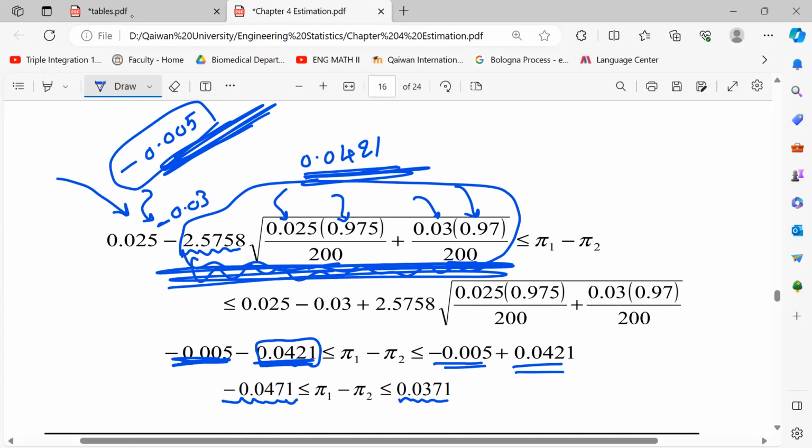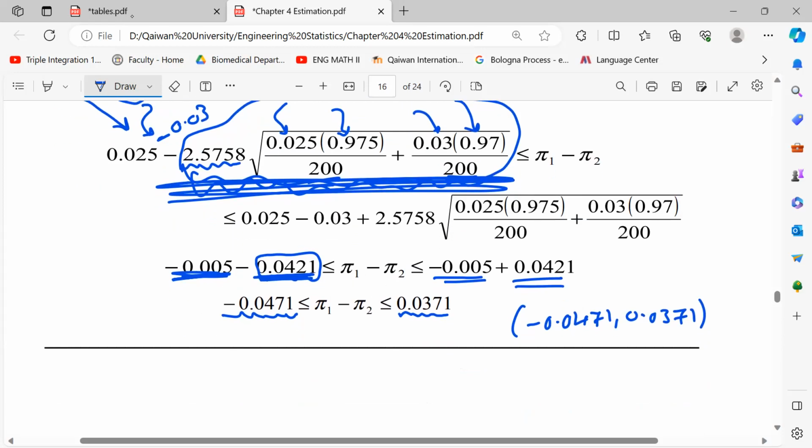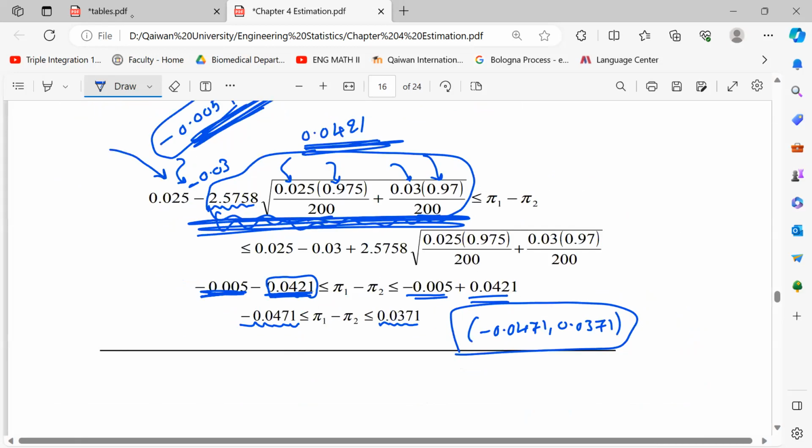So our interval is minus 0.0471 and 0.0371. This is the 99% confidence interval for the difference of the proportions. That's it. So the difference of proportions is in this interval for those two populations. Any question?